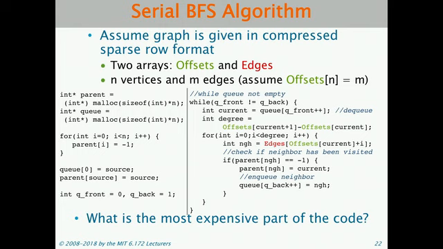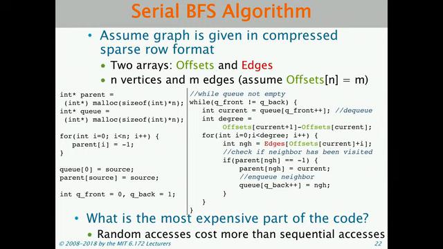Yes? Is it looking up the parent array? Yeah, so it turns out that this line here where we're accessing parent of neighbor turns out to be the most expensive. Because whenever we access this parent array, the neighbor can appear anywhere in memory. So that's going to be a random access. And if the parent array doesn't fit in our cache, then that's going to cost us a cache miss almost every time.